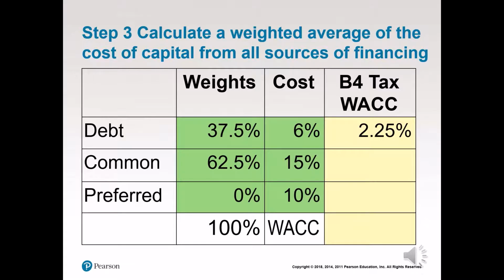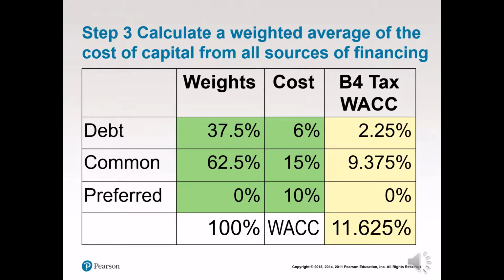2.25%. To calculate the weighted cost of common stock, we take that weight of 62.5% and multiply it times the cost of 15% to get that weighted cost of 9.375%. Of course, the weighted cost of our preferred stock is 0 now that we've retired it. So our total weighted average cost of capital for the debt and the common stock is 11.625%.